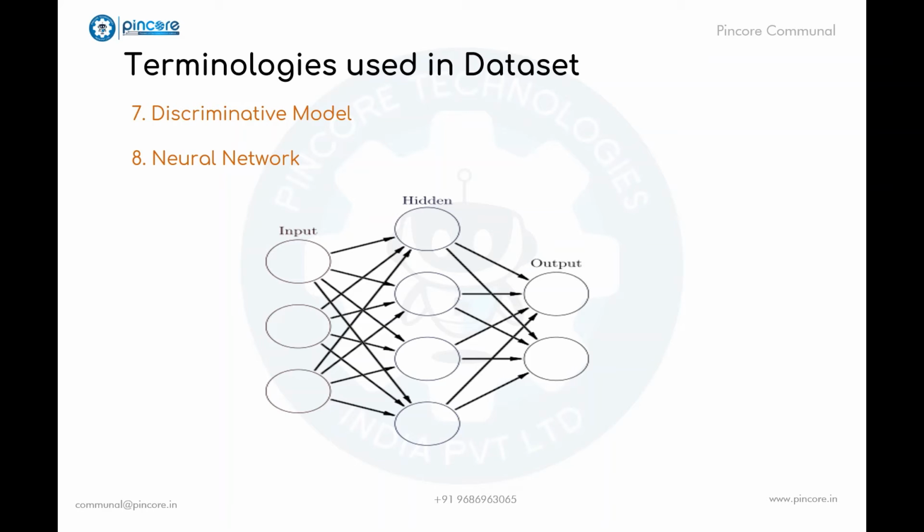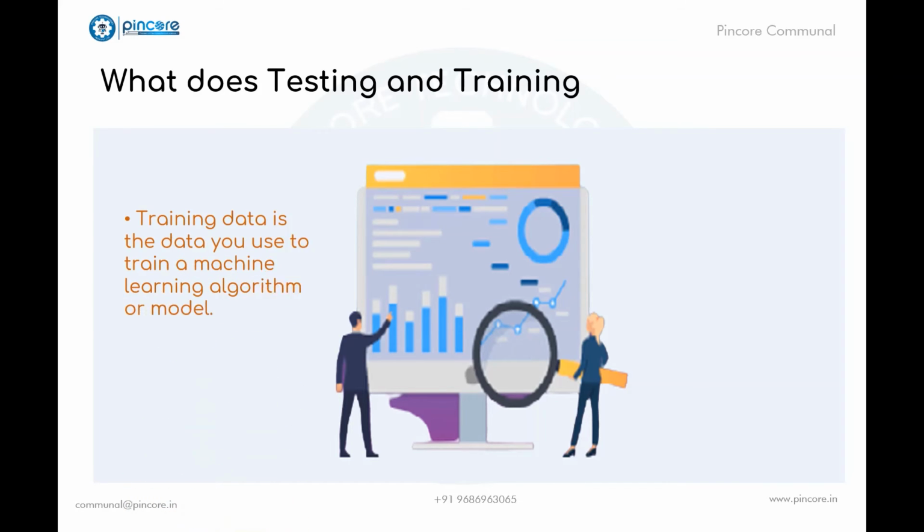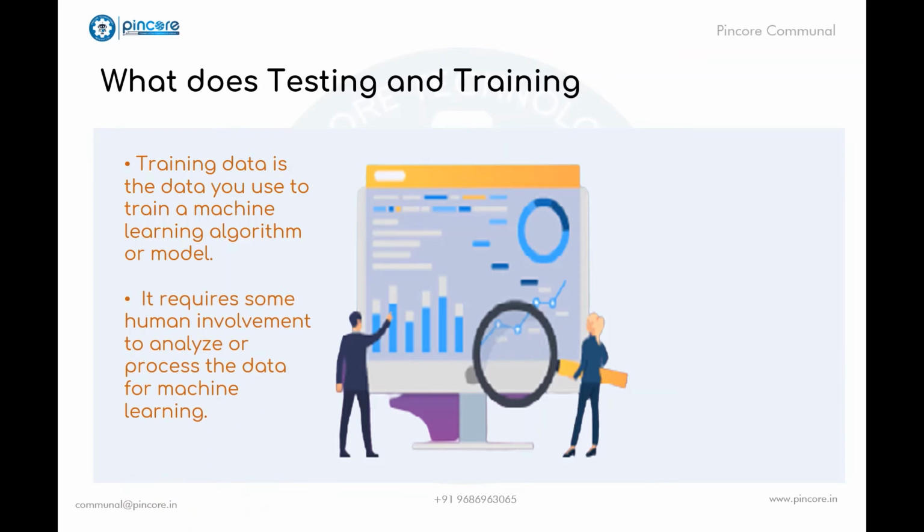After knowing these terminologies, it's important to know what testing and training mean in machine learning. In machine learning, training data is the data set used to train a machine learning algorithm or a model. Training data requires some human involvement to analyze the data for machine learning use.